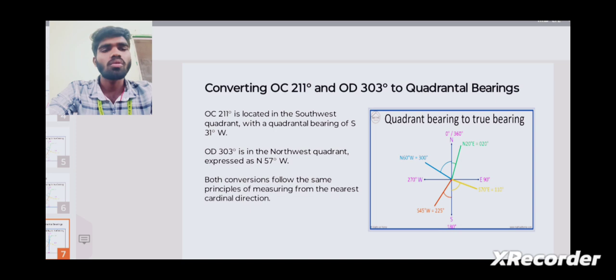Converting OC 211 degrees and OD 303 degrees to quadrantal bearings. OC 211 degrees is located in the southwest quadrant with a quadrantal bearing of south 31 degrees west. OD 303 is in the northwest quadrant, expressed as north 57 degrees west. Both conversions follow the same principle of measuring from the nearest cardinal direction as shown in the figure.